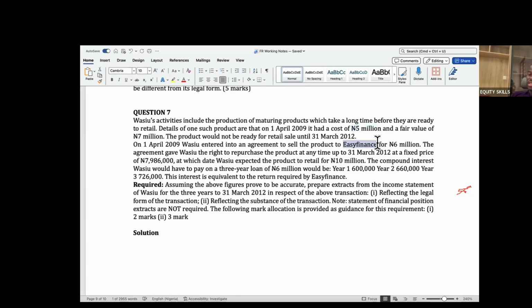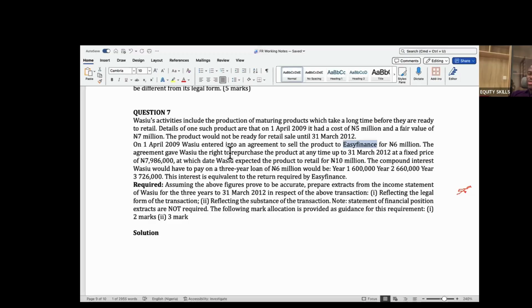Meaning that Easy Finance will give him 6 million for the product, knowing fully well that he's not going to get the product until 2012 because the product is not ready until 2012, but the guy is ready to give him money.